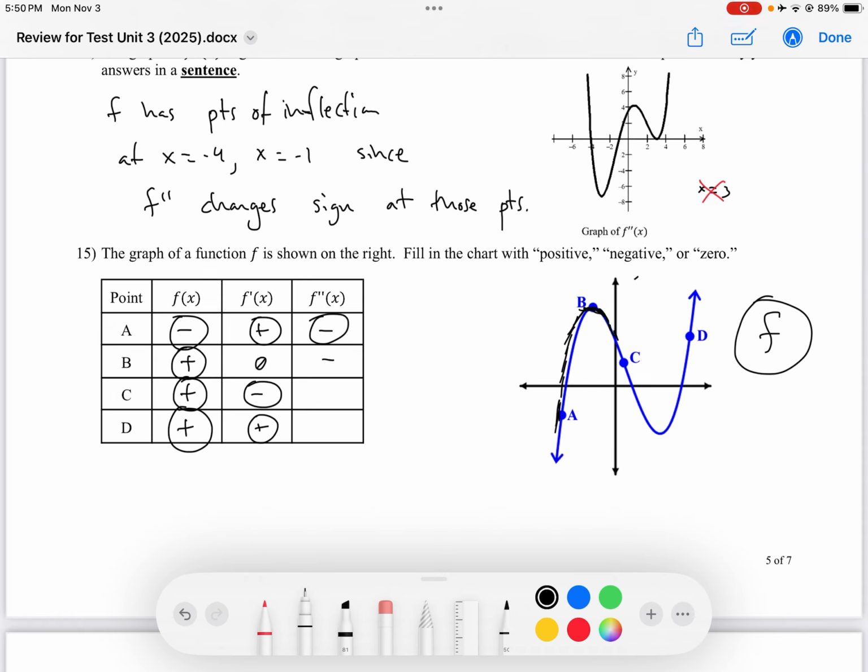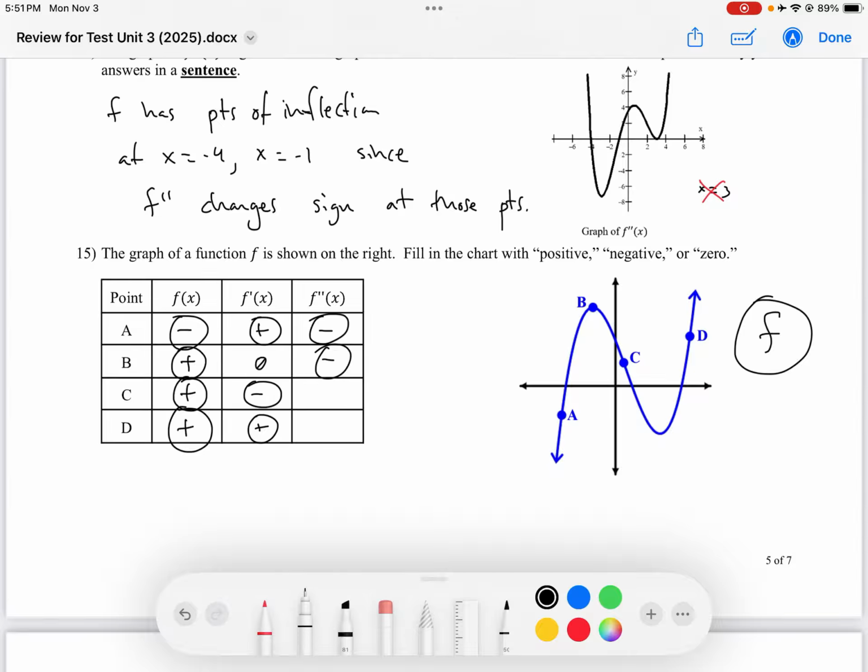So at B, the second derivative is still negative. Remember that you can definitely have a second derivative that's negative where f prime is 0, right? Think about the graph of f prime. It could pass through the x-axis but have a slope that's negative. So therefore f prime can be 0 while f double prime is negative. It's kind of uncommon for them both to be 0. I mean, that's also possible.